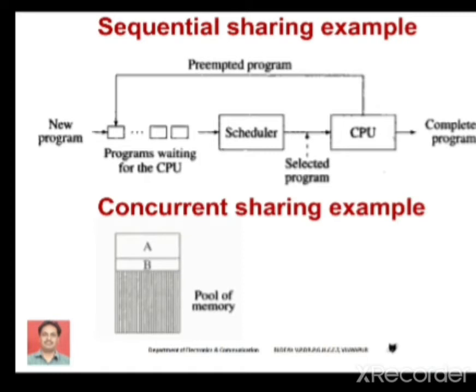Then we have the second example, that is an example for concurrent sharing. Students, the memory is a very good example for concurrent sharing. The memory can be used simultaneously by multiple programs. Just look at the example. In the example, two programs A and B are allocated different parts of the memory, and we have a lot of free memory space also. So remember, the CPU can be shared sequentially, but the memory can be shared concurrently.